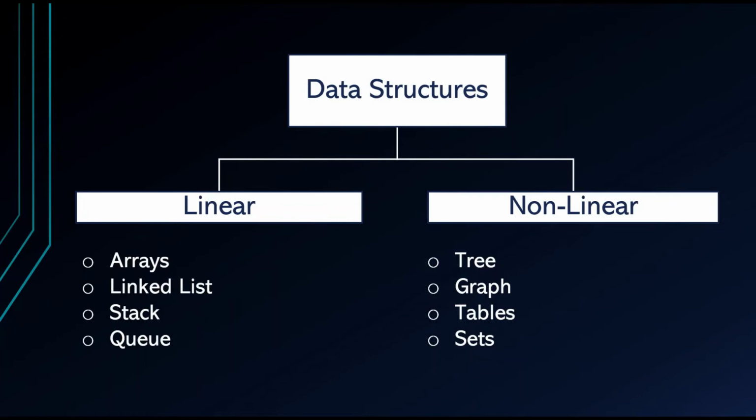And when we get nonlinear data structures, their elements are arranged as one to many, many to one, many to many, likewise. So, for example, we can take trees, graphs, tables, and sets. In upcoming videos, we will be discussing each and every data structure in depth. For this instance, keep in mind these are the two types of data structures.